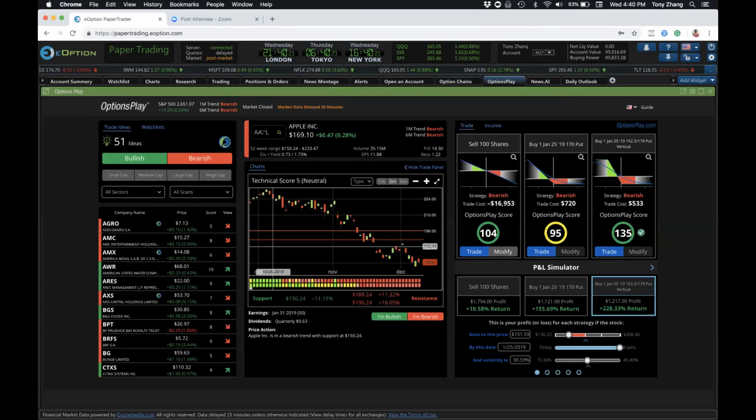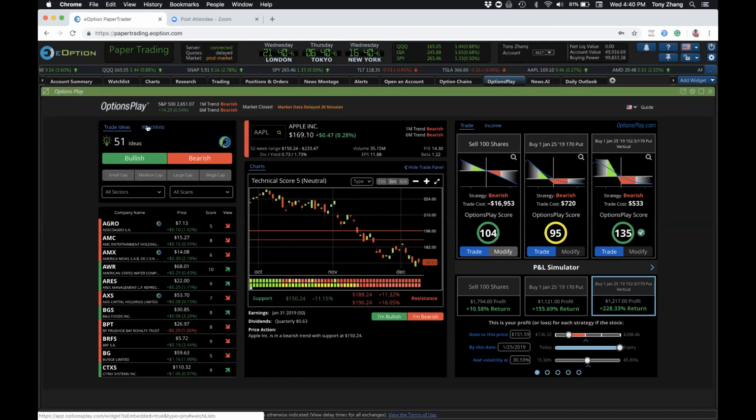So here for Apple, as you can see, the platform itself is divided into 3 sections. We have trade ideas and watch lists here on the left-hand side. In the middle, we have our security analysis panel. On the right-hand side, we have trading and income. So we're going to explore mostly trading and income here today, but this platform allows you to create different ideas that you have, either from pre-built ideas from our trade ideas tab or your own ideas from your watch list.